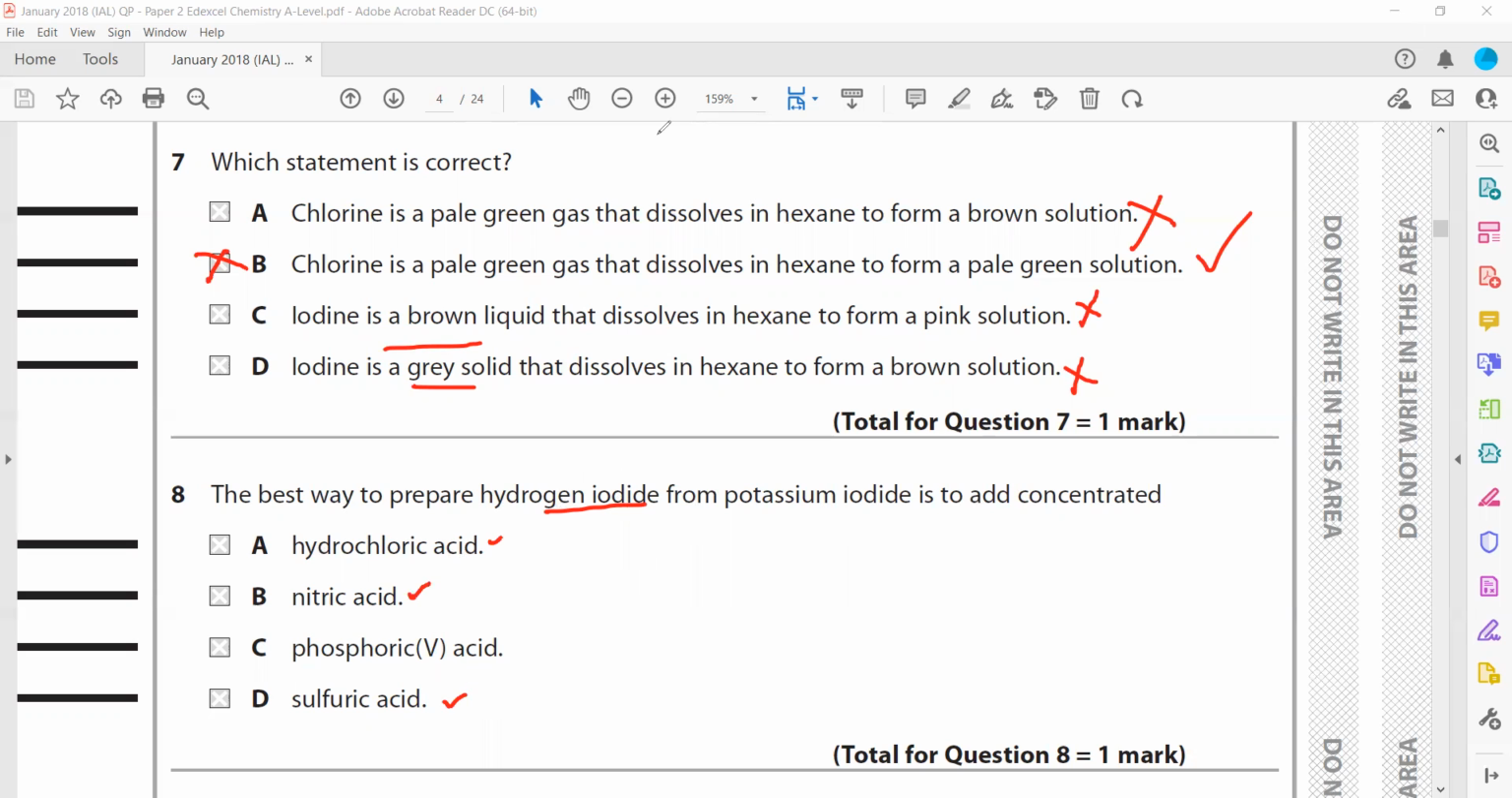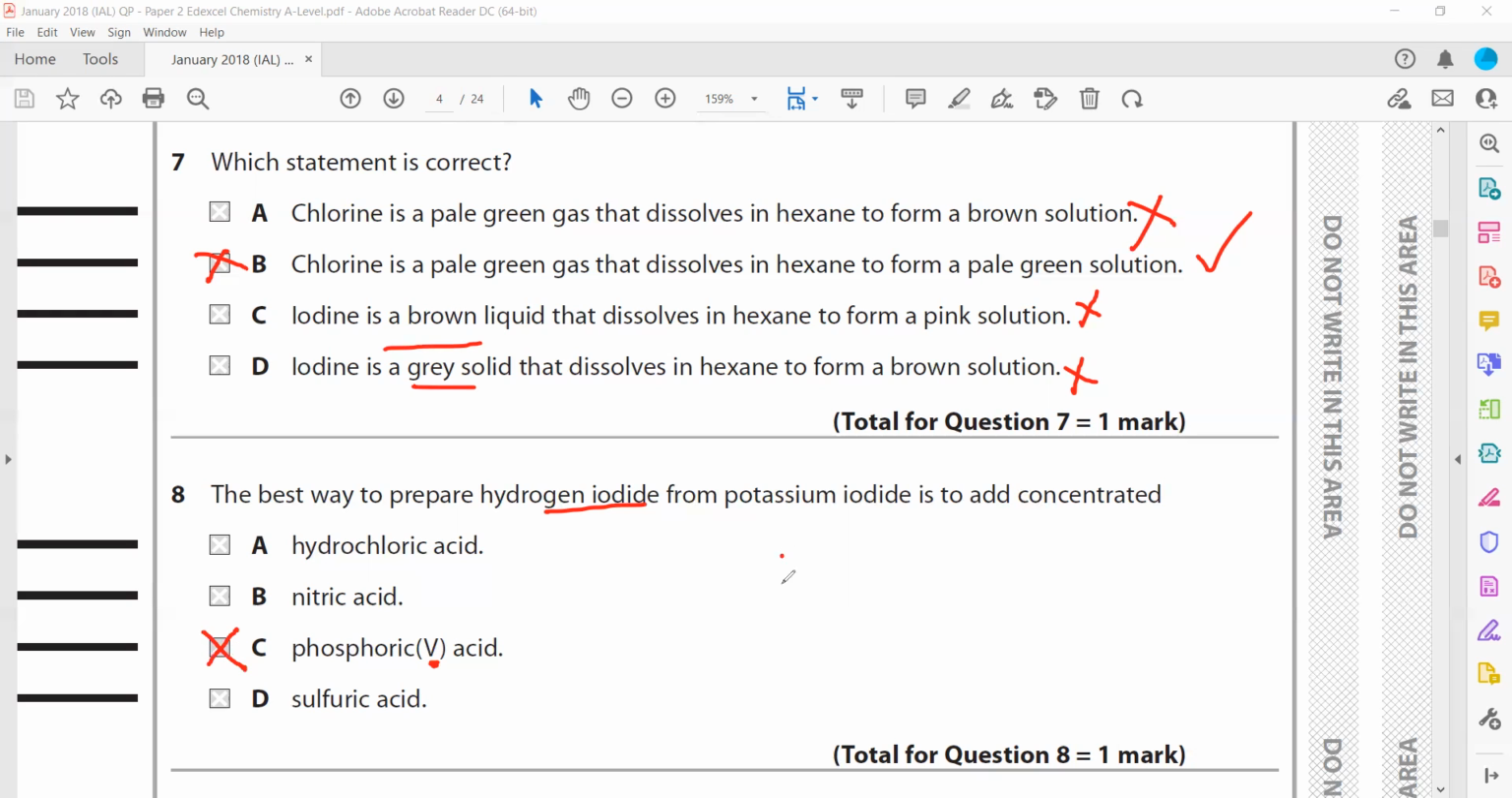Why won't it work? Because when hydrogen iodide is first produced, it can react with hydrochloric acid, nitric acid, or sulfuric acid. But in phosphoric acid, because phosphorus is already in its higher oxidation state, it cannot change the oxidation state, while iodide is a good reducing agent here. So C is the right answer: phosphoric acid should be used.